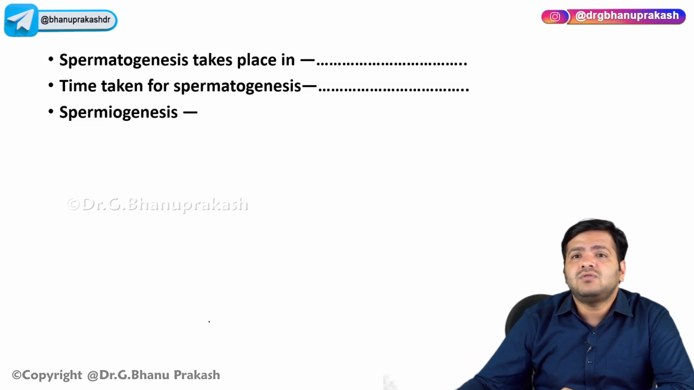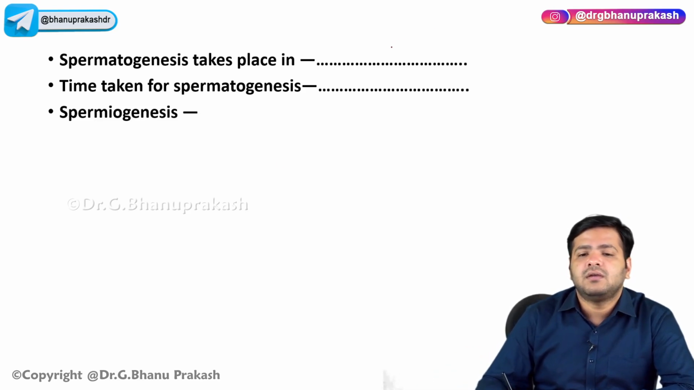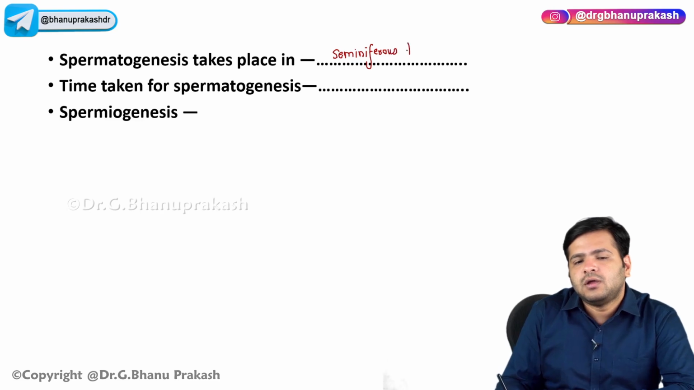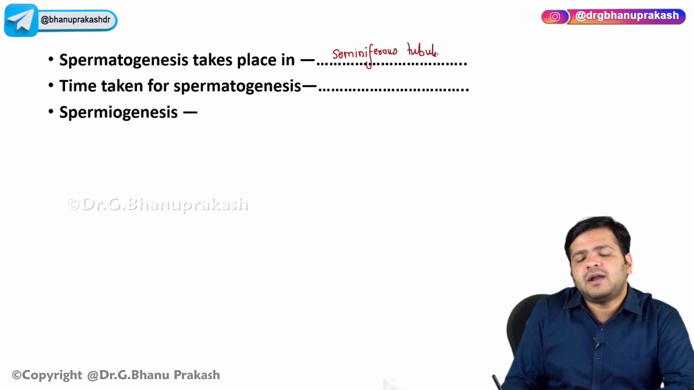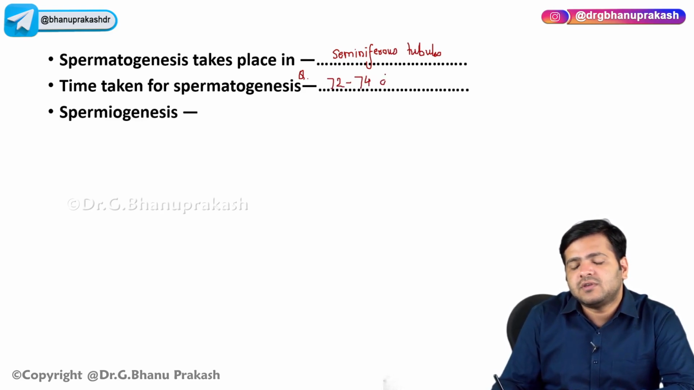Now spermatogenesis basically takes place in, you already know the answer, the seminiferous tubules. Now the time taken for spermatogenesis, again a very important question, is 72 to 74 days.